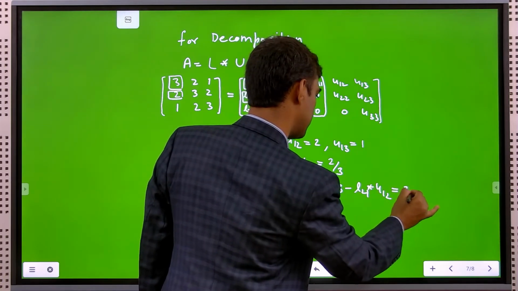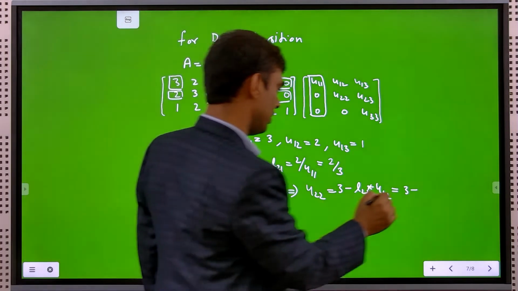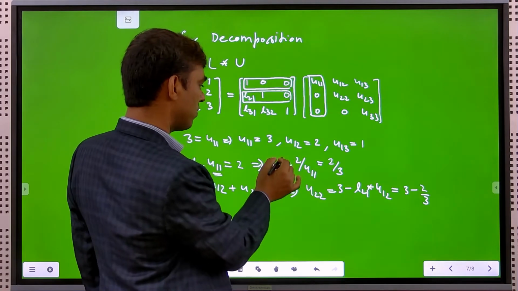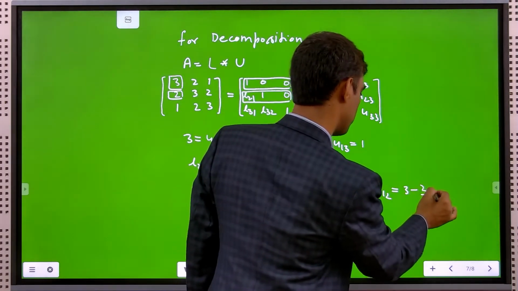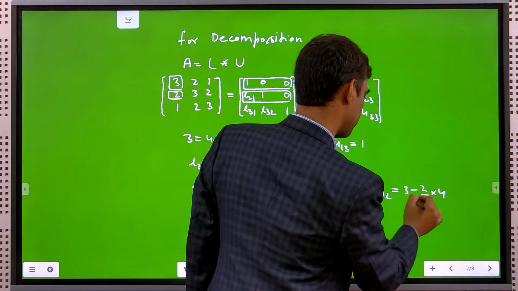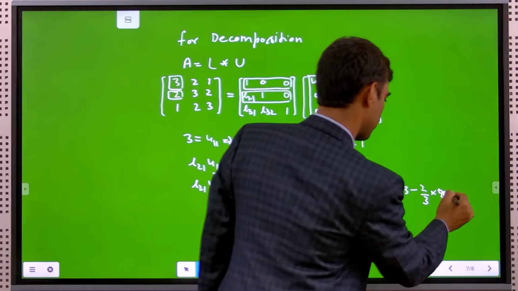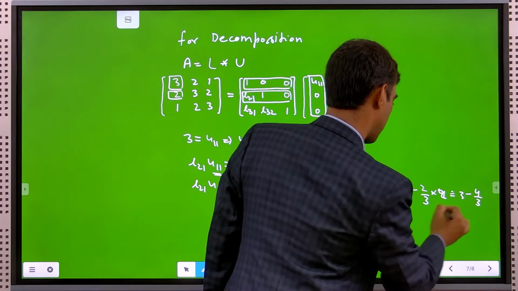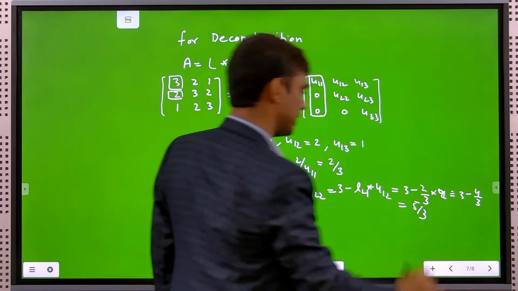So this becomes 3 minus, what is the value of L21? L21 is 2 by 3, and what is the value of u12? u12 is a 2. So this becomes 3 minus 4 by 3, which is 9 minus 4 over 3, so this becomes 5 by 3.